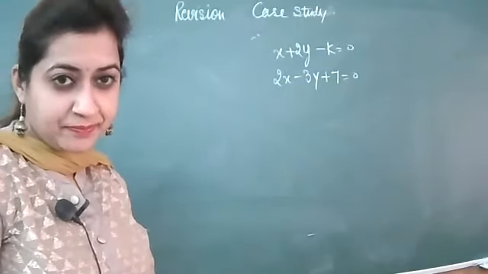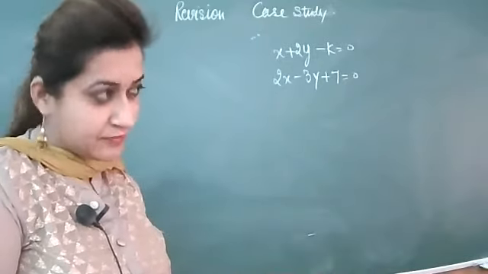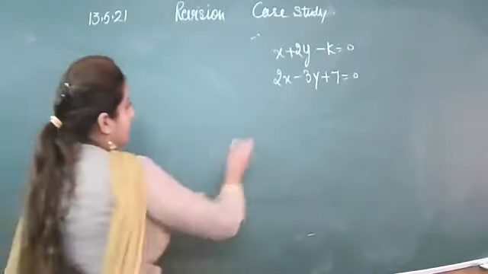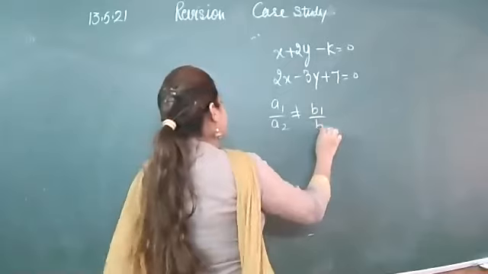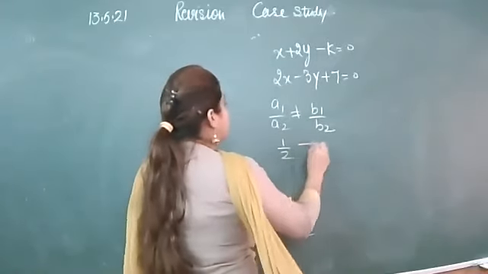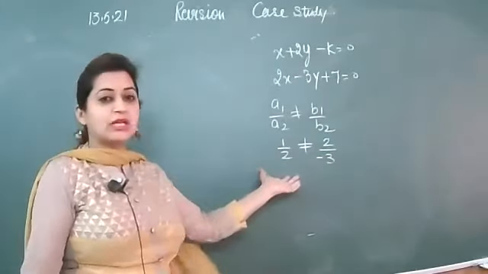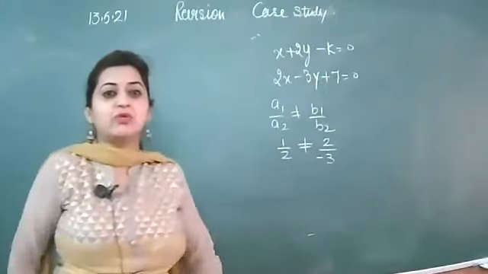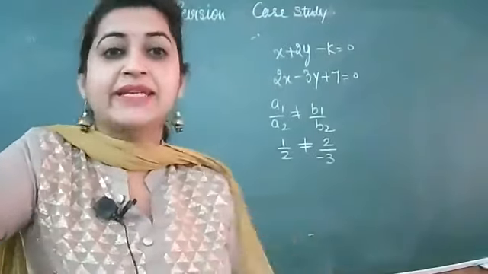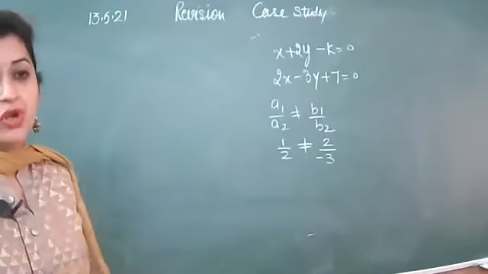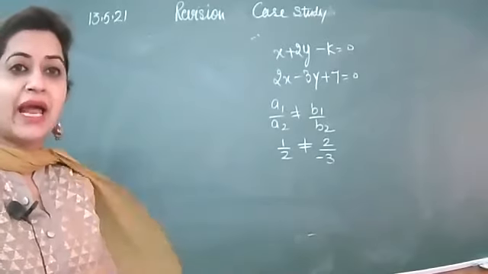Yes ma'am, we can take anything, because for a unique solution we only need A1 by A2 not equal to B1 by B2. A1 upon A2 is not equal to B1 by B2. That is for the unique solution. 1 by 2 is not equal to 1 by 3. That we all know. These two values are not equal. And the possible values of k will be any real number you can take. So the value of k is any real number.